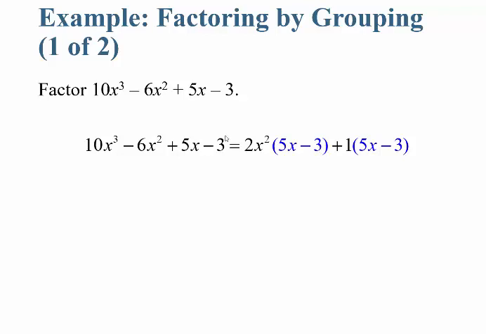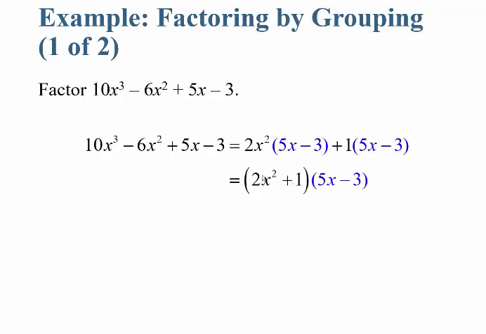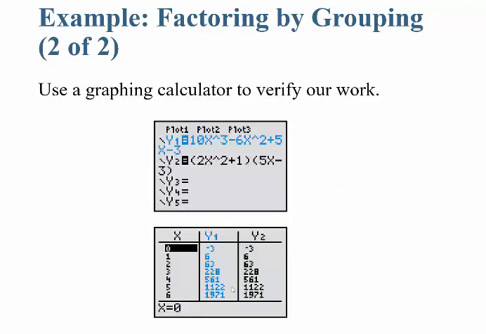Now notice that when I group the last two terms, 5x minus 3, they have nothing in common. So I'm going to put an invisible 1 in front of it. That just lets me know that the greatest common factor, the only thing I can factor out of them, is 1. Then in parentheses, I put that 5x minus 3. Now look, they both have a 5x minus 3. I'm going to factor that out, and what I'm left with is 2x squared plus 1. You can verify this by plugging the factored expression and the original expression into your calculator, and you will see that they are equivalent. So this totally works.